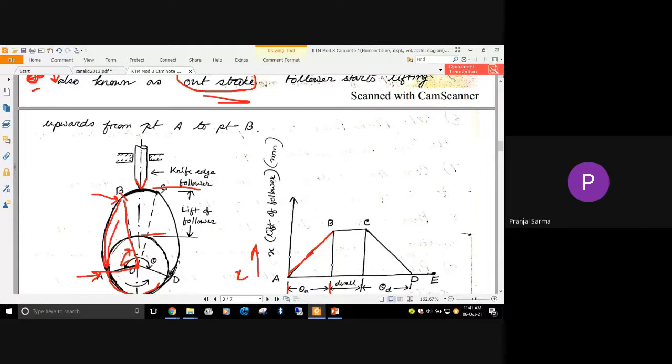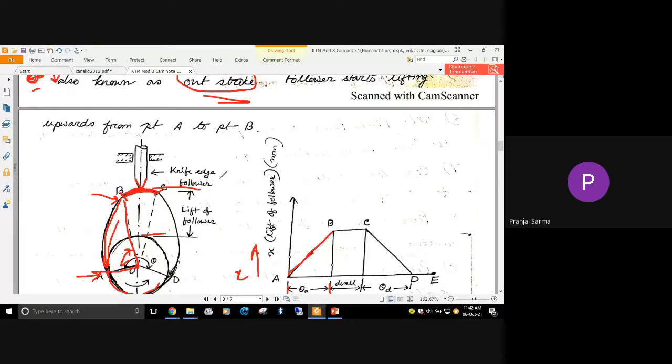Now from B to C, what happens? Once again it encounters a constant radius. Constant radius means, will there be any lift or displacement of the follower? No. So during that time, this angle will be known as the dwell angle, and in terms of time, it is the dwell period or time of dwell.